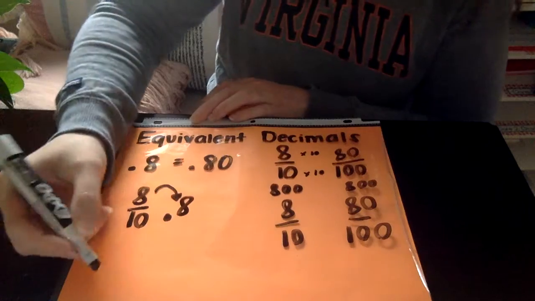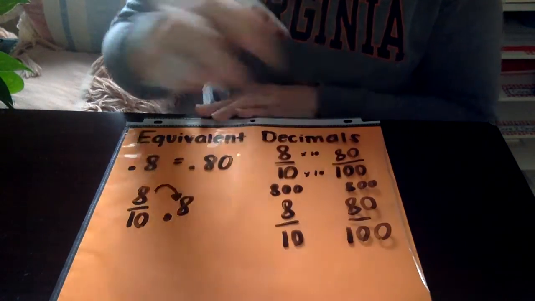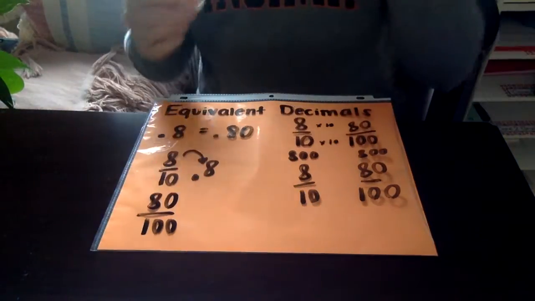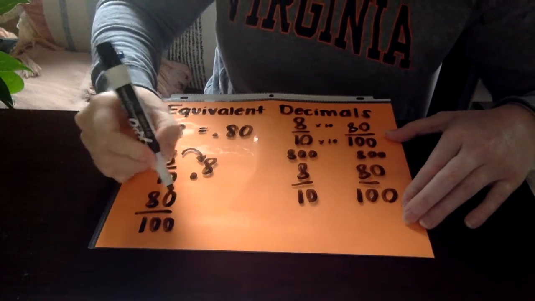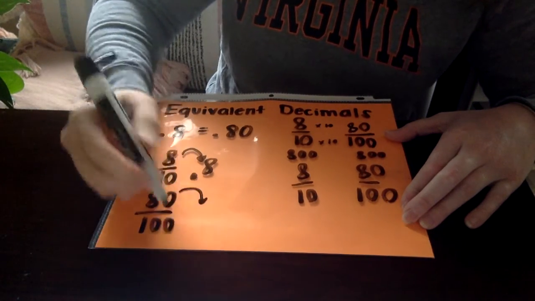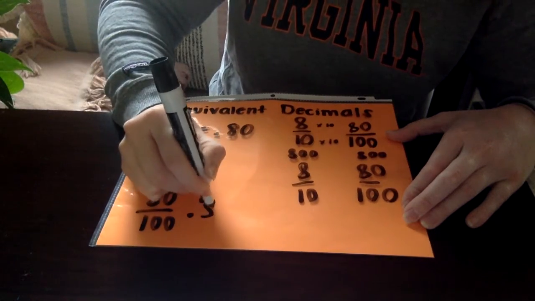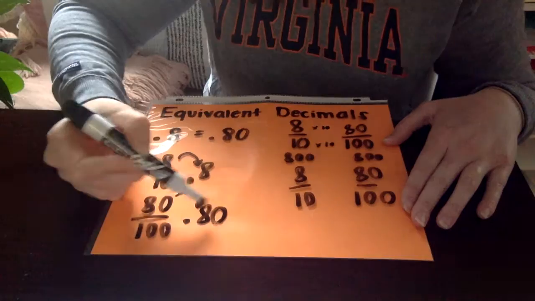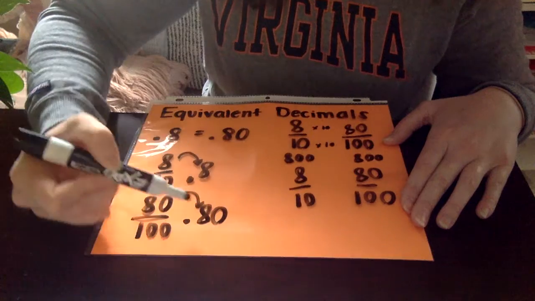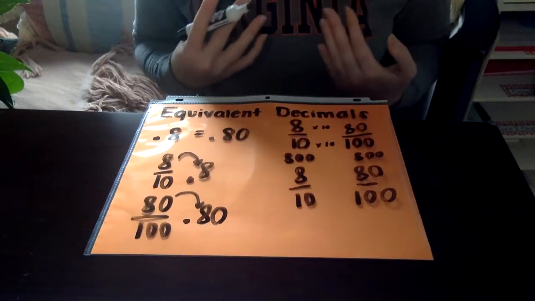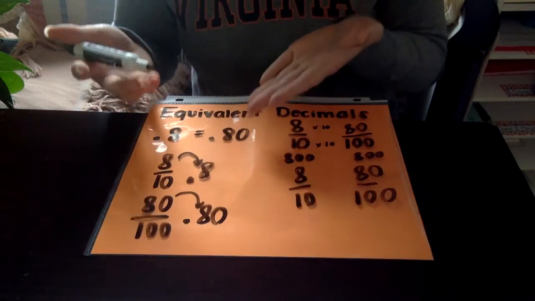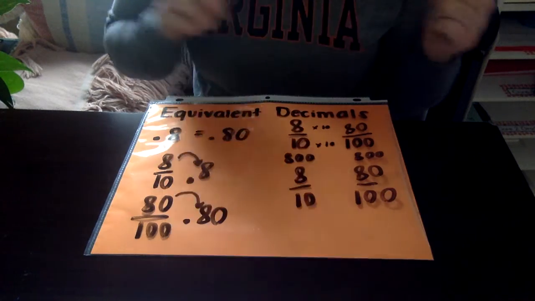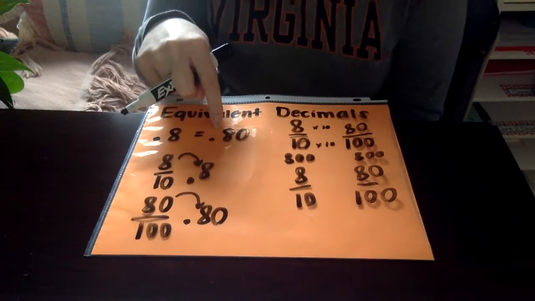I can do the same thing for 80 hundredths. I have my fraction 80 over 100, 80 hundredths, and all I have to do is take my numerator and put it into the hundredth spot. So my hundredth spot is 2 spots behind the decimal. So I have 2 spots behind the decimal, 80. That 0 lands in the hundredths spot, so this is 80 hundredths. Now, I've already determined that these fractions are equivalent, so I know the same thing is true for my decimals. If 8/10 is equivalent to 80 hundredths, then 0.8 is also equivalent to 0.80.